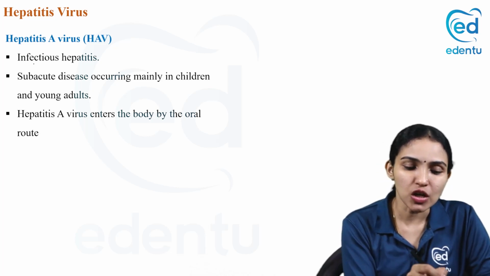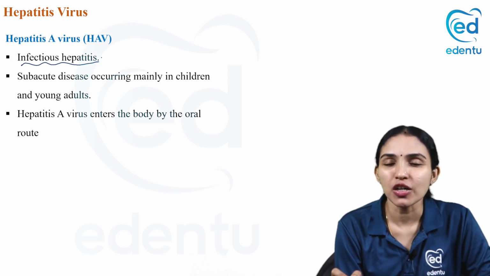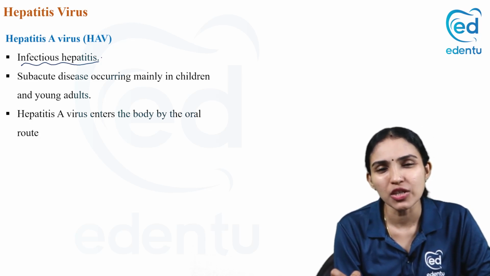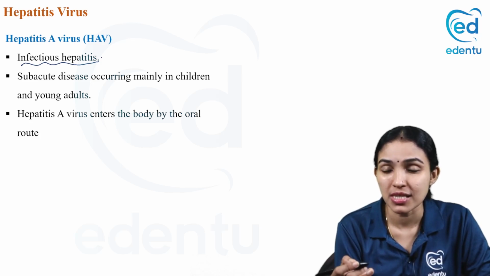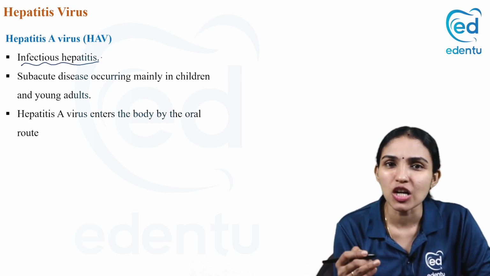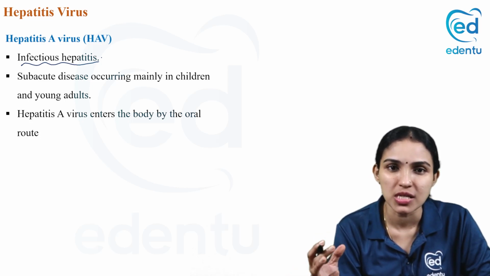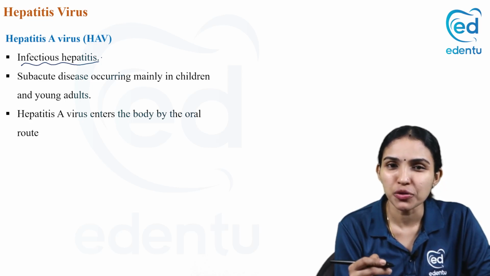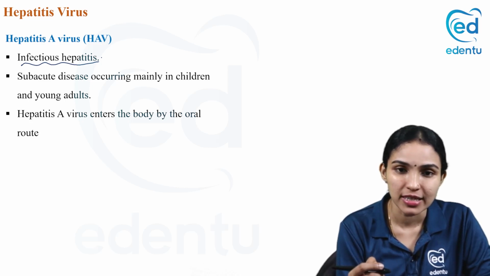The hepatitis caused by this A virus, you call it as infectious hepatitis. Generally, this can cause outbreaks in places where people consume the same kind of water or food which is contaminated with this virus. Mostly, we'll hear about the foodborne and waterborne outbreaks of hepatitis in hostels or in other places, which is commonly caused by hepatitis A virus. And you call it as infectious hepatitis because it causes outbreaks, and they are usually subacute disease, like it's not acute or chronic, it's like a subacute disease, and it mainly occurs in children and young adults.